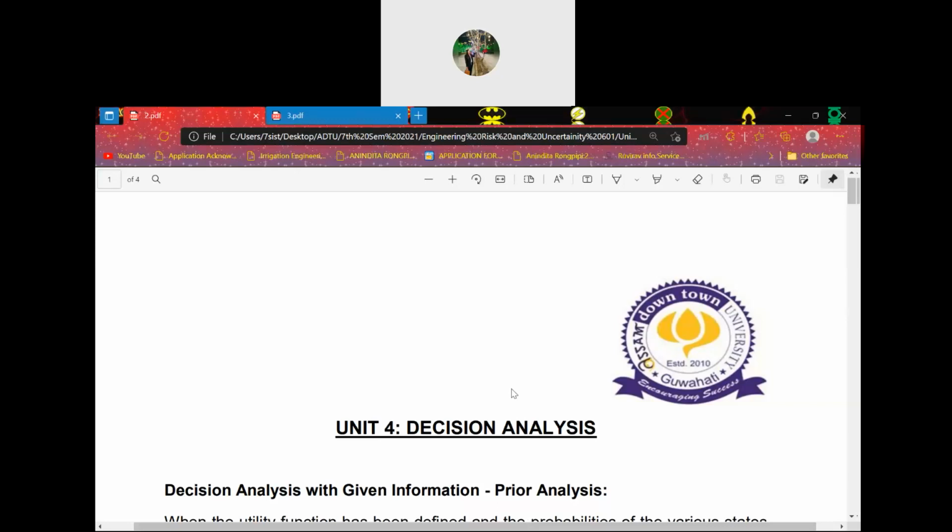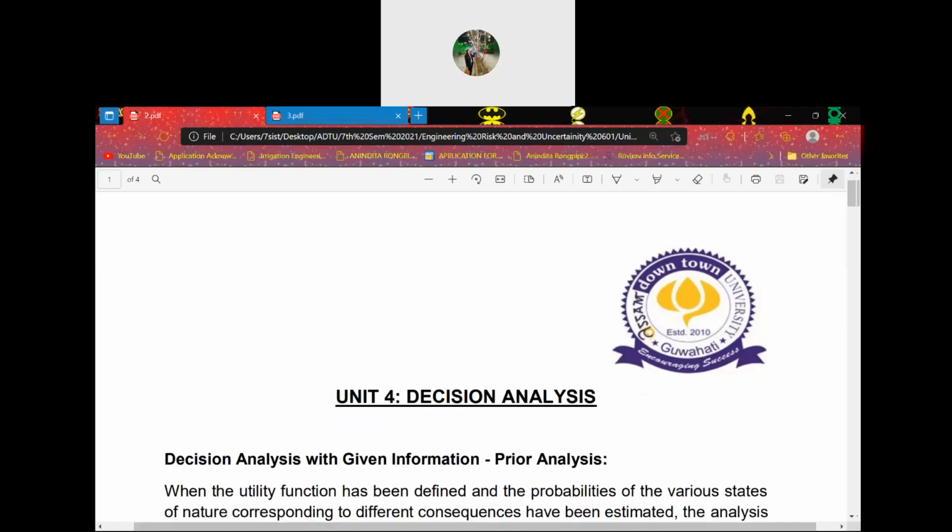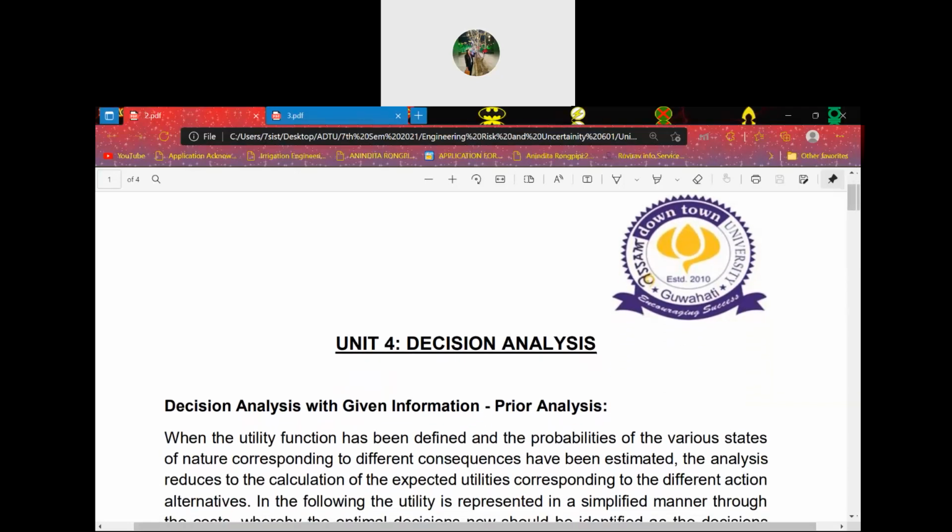So we'll start unit number 4, which is decision analysis. And the first topic is decision analysis with given information, that is prior analysis.